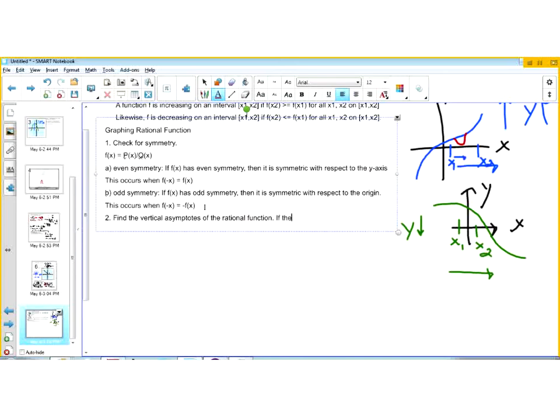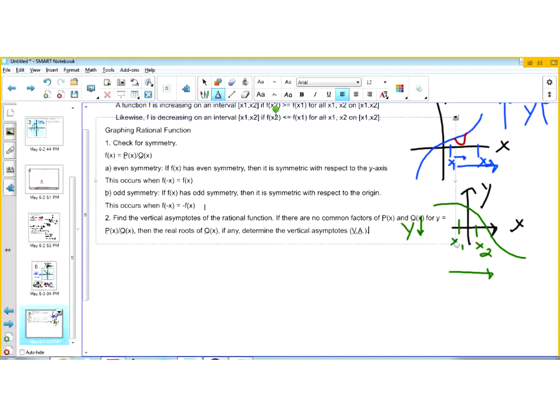All right, so the procedure is, if there are no common factors of P(x) and Q(x) for y is equal to P(x) divided by Q(x), then the real roots of Q(x), if any, determine the vertical asymptotes, which I'll abbreviate as VA. VA stands for vertical asymptotes.